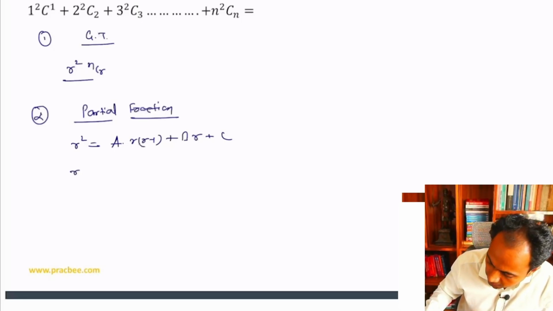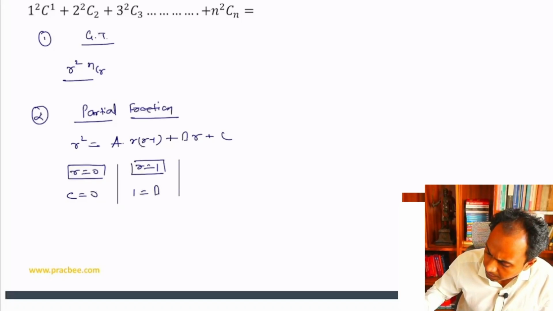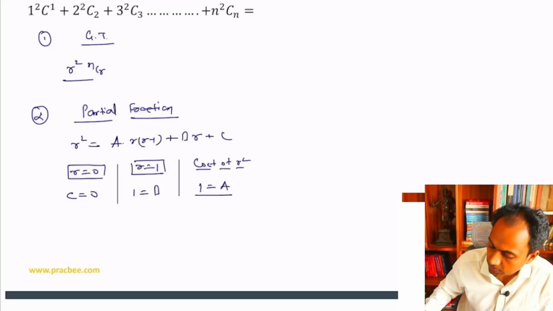The method is very simple. If you put r is equal to 0, you will get the constant term. So C comes out to be 0. If I want to get the value of B, I will put r as 1. So the value of B also comes out to be 1. And if I want to get the value of A, now I will compare coefficient of r square on both the sides. So left side it is 1, right side will be A. So A also becomes 1.